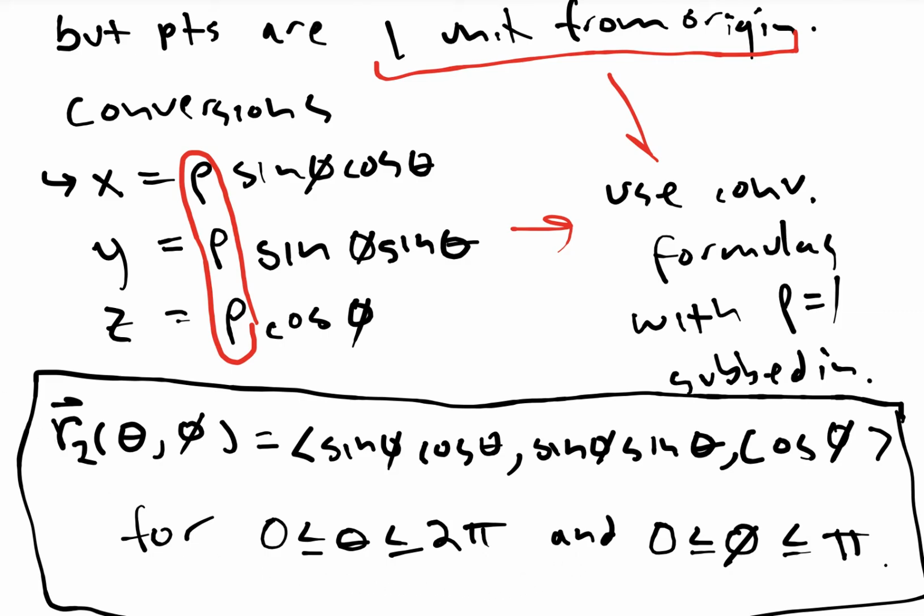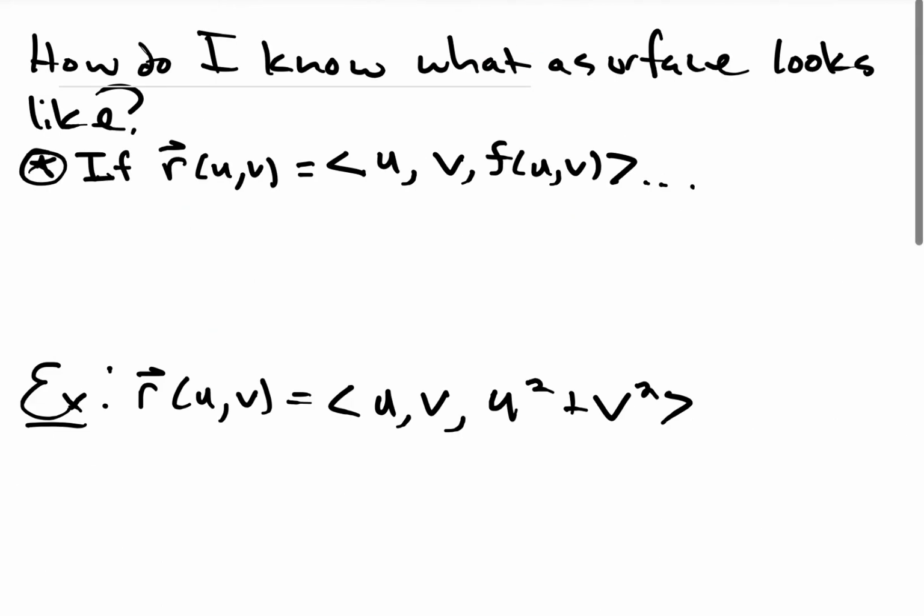Now, with that said, we've been doing a lot of this work on taking explicit functions and turning these into parameterizations. I'm going to switch gears a little bit and think about going the other direction. How do I know what a surface looks like if I give you a parameterization for it first? Well, we'll start out with the easy question to answer here.